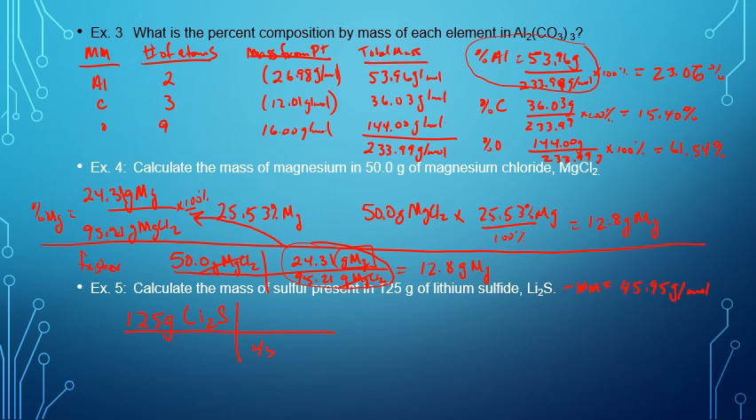So at this point, if I were to take 125 grams of the Li2S, I have my molar mass, 45.95 grams, and I have 32.07 for my grams of sulfur. So if I now take that, 125 divided by 45.95 and multiply it by 32.07, I end up with 87.2 grams of sulfur.